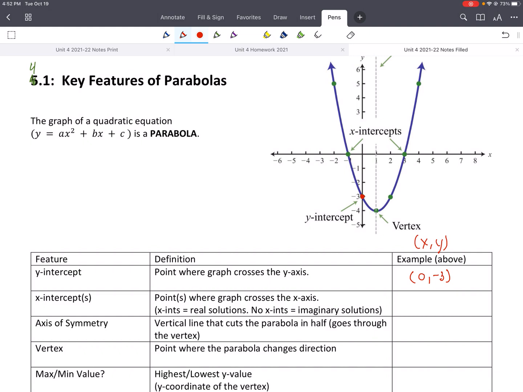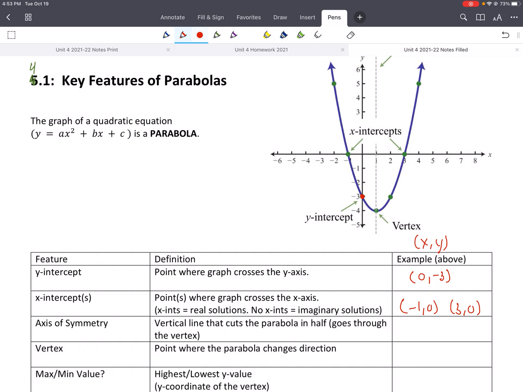All right, x-intercepts. So in previous years, when you did linear equations, we only had one x-intercept. But when we have a parabola, it can cross the x-axis 2 times. So in this example above, we have an x-intercept of -1, 0, and then we also have another at 3, 0. So we have 2 x-intercepts.